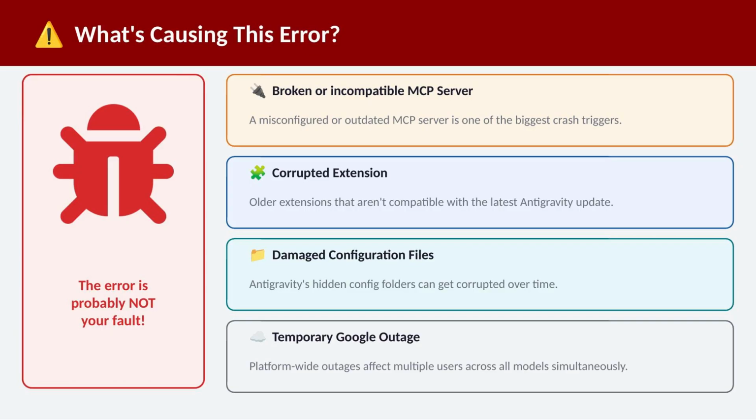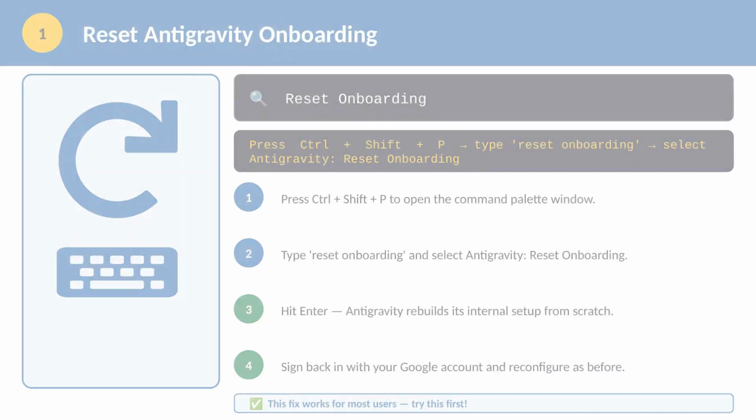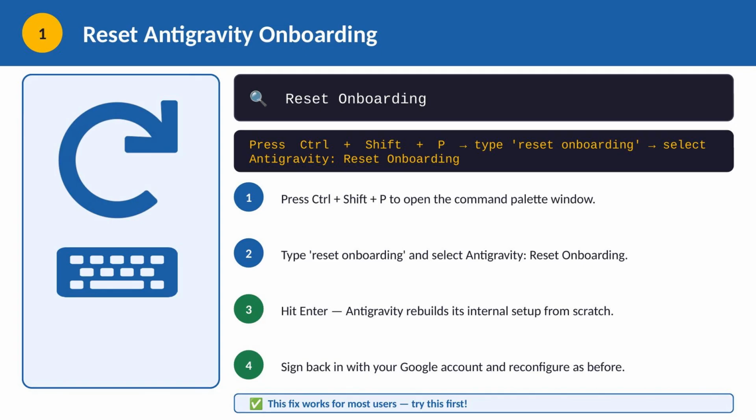Fix 1. Reset Antigravity onboarding. Press Ctrl plus Shift plus P on your keyboard to open the command window. Type Reset Onboarding and select the option Antigravity Reset Onboarding. This forces Antigravity to rebuild its internal setup from scratch. Configure Antigravity again as you had it, then sign in with your Google account again.